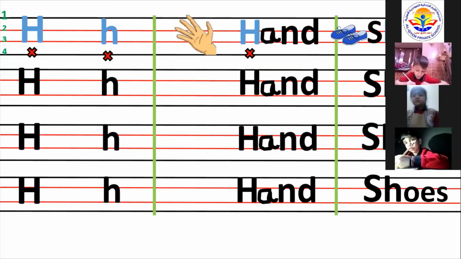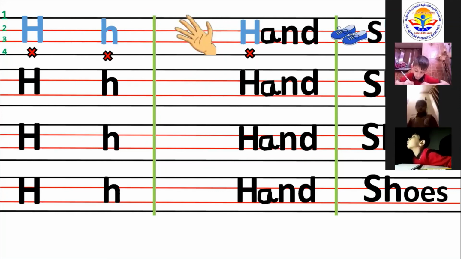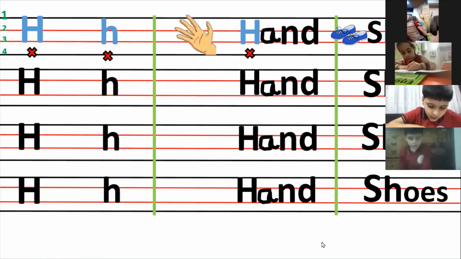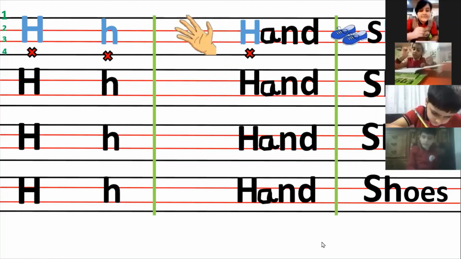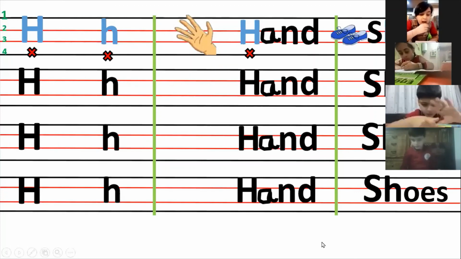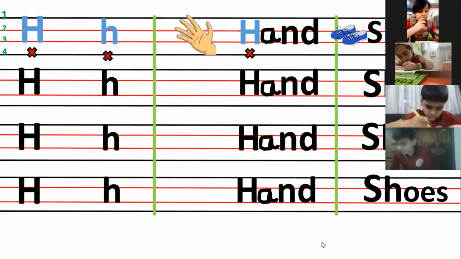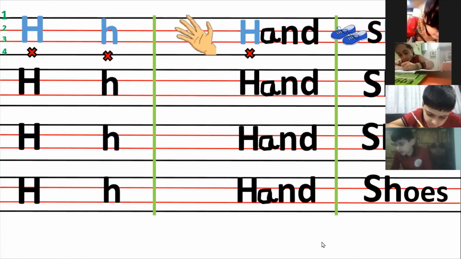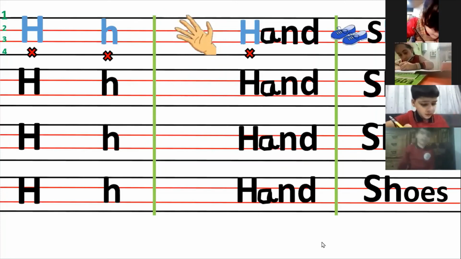For example, if it is preceded by C, it should be pronounced ch. If it is preceded by S, it should be pronounced sh. For example, shoes. If it is preceded by T, it should be pronounced th. For example, there, this, father.